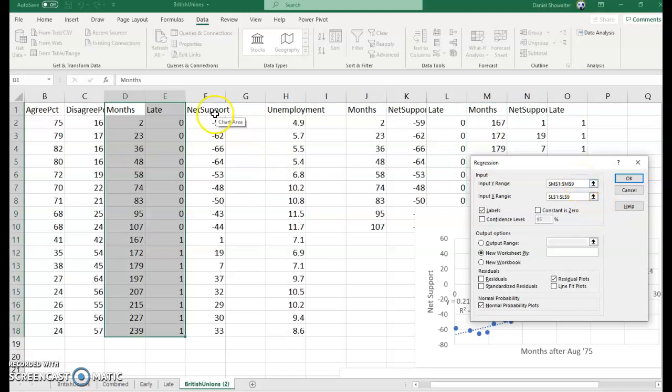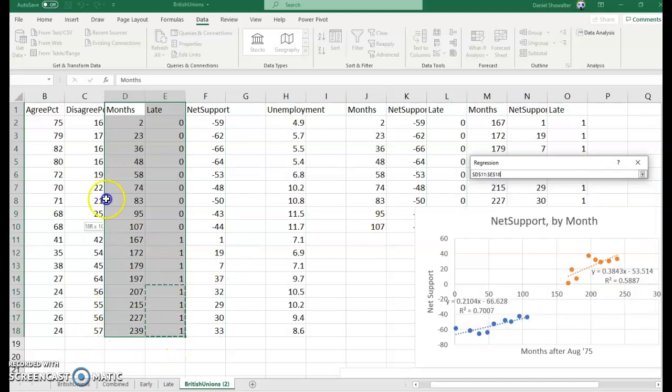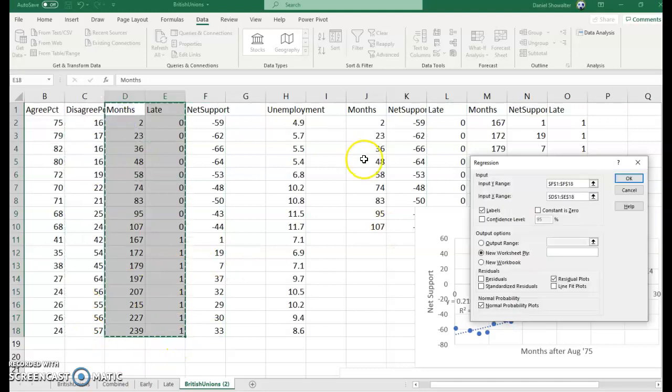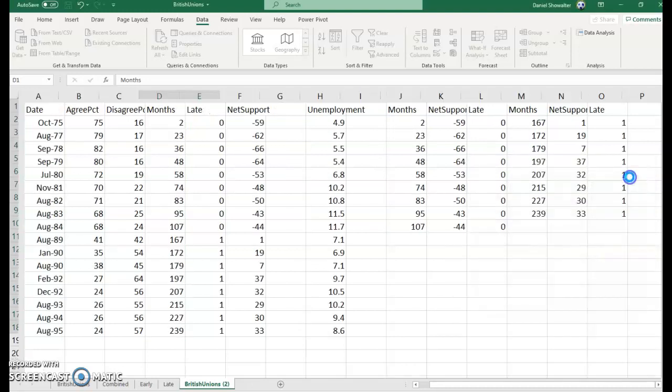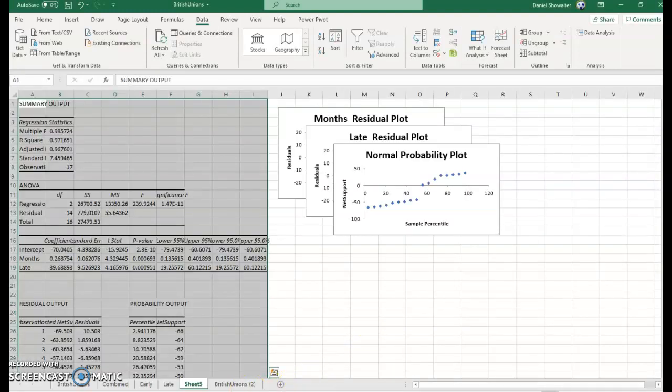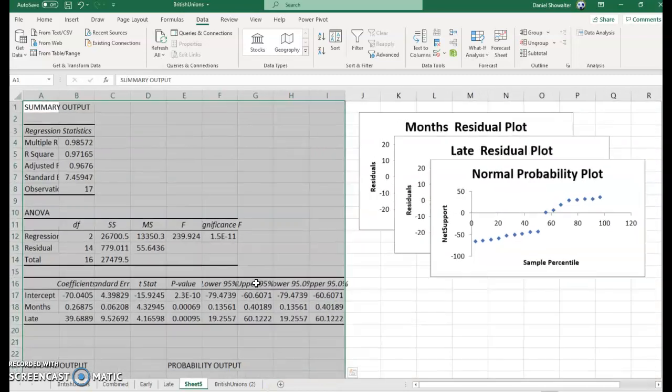And so in the Y range, I grab the net support. In the X range, we'll just grab these two columns together. Labels are checked, everything else looks good, and we'll hit this. Okay.